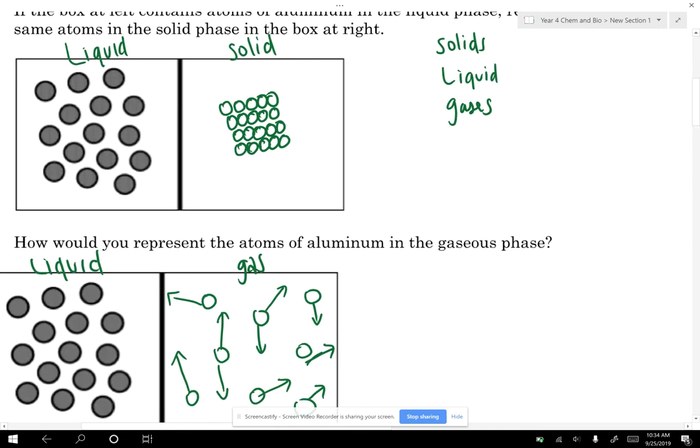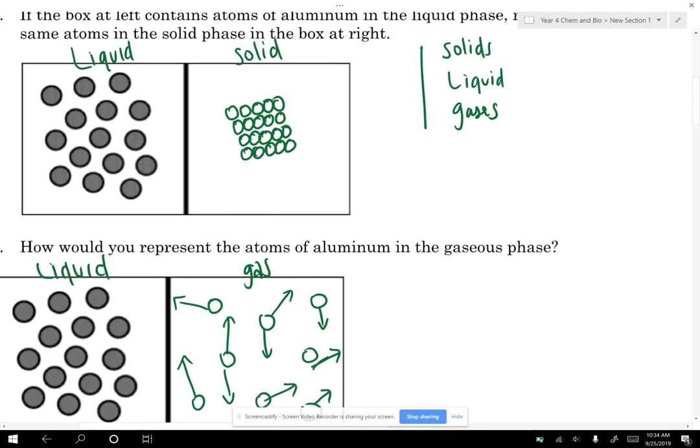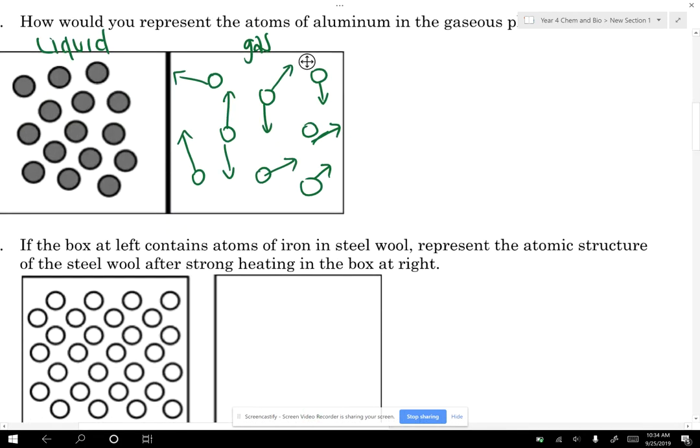One of the main things I want to point out is that as there's an increase in temperature, you will see that we change from solids to liquids to gases. For example, with ice, we start with our solid ice, and then it gets warmed up and becomes liquid. If you keep on warming it up, it'll eventually turn into steam, which is a gas.